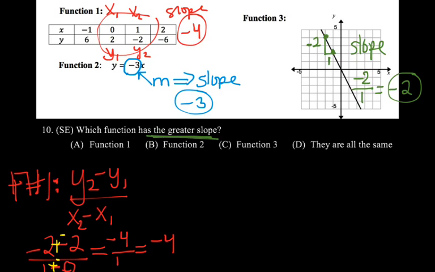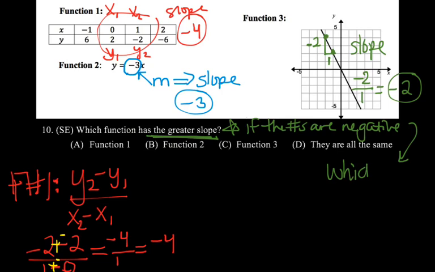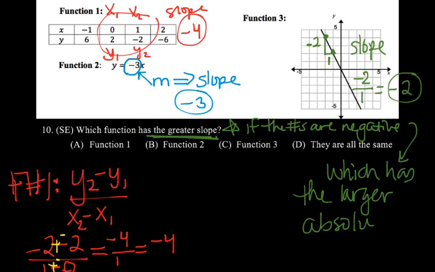Now, when it's asking which is greater, it's easy if your numbers are positive. But if the numbers are negative, which has the larger absolute value? And absolute value is distance from 0. Okay? So which of these numbers, negative 4, negative 3, or negative 2, has a larger absolute value or larger distance from 0?